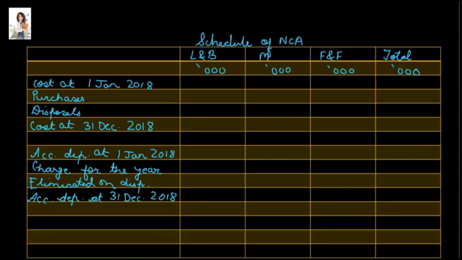So we have taken care of the cost, then we took care of the depreciation. So when we subtract depreciation from our cost, what do we get? The net book value. So we will show net book value on the last day of the year. And lastly, we have the net book value on the first day of the year.